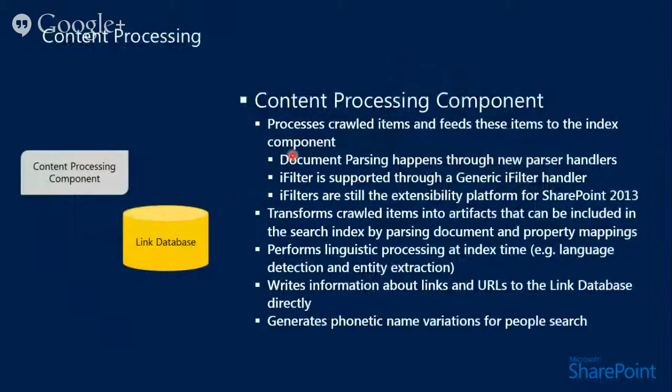Moving on with the content processing component. This is a component which we got from FAST Search, and it includes parsing the document. Whatever content has been transferred to it from the crawl component, it processes the crawled items and feeds them into the index component, and it creates certain links and pushes them to the links database. As shown, the links database is where all the anchor content will be pushed. So for example, if there is information about links and URLs, it will be pushed directly to your links database.